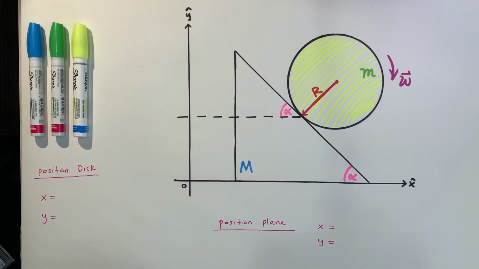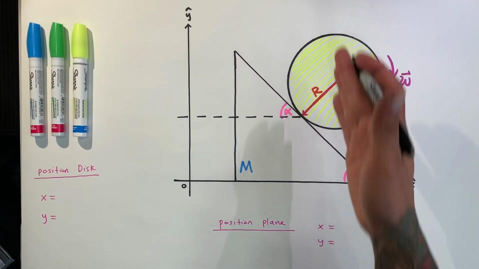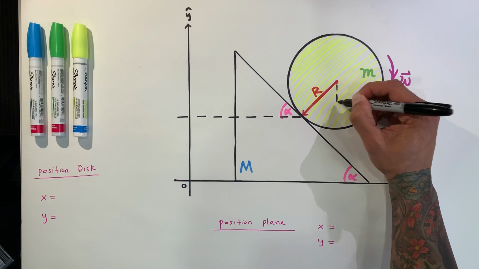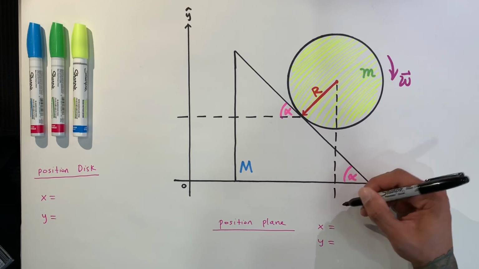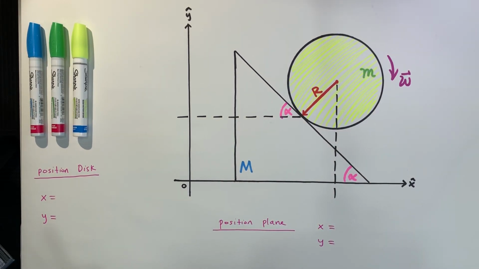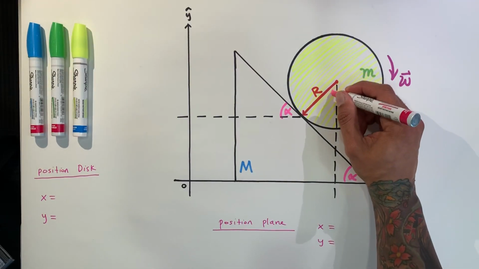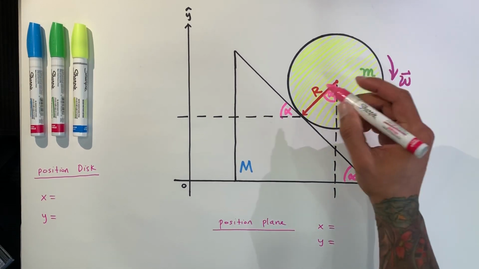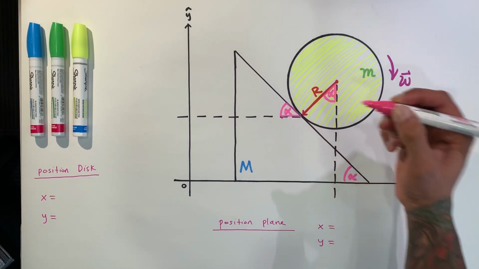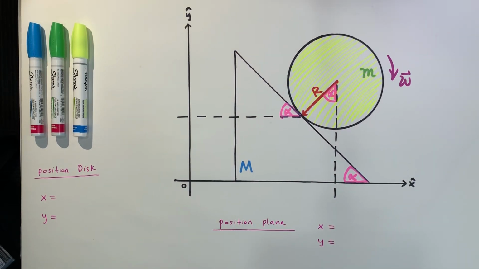I'm also going to draw a line from the center of the hoop straight down. Also this angle in here is alpha. So we've identified the angles, and these angles here are all the same. Perfect. Now let's see where the hoop is in relation to the plane.